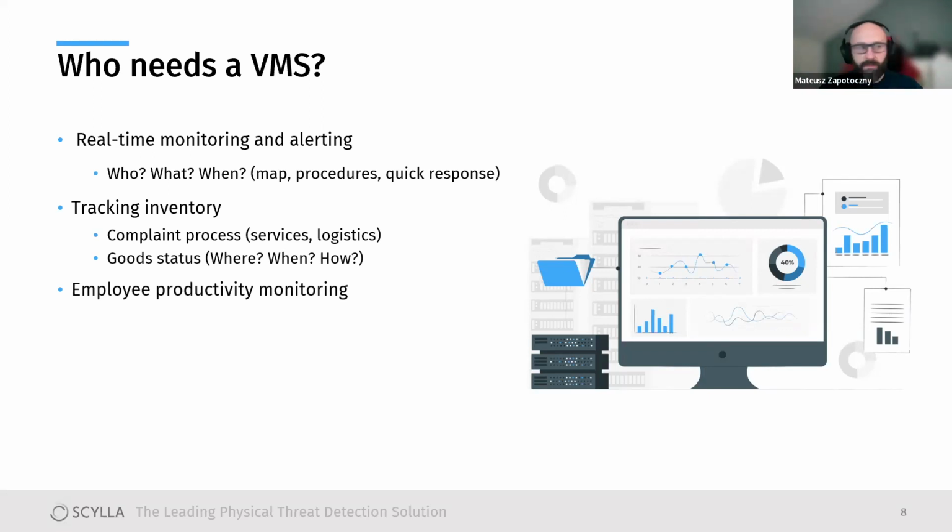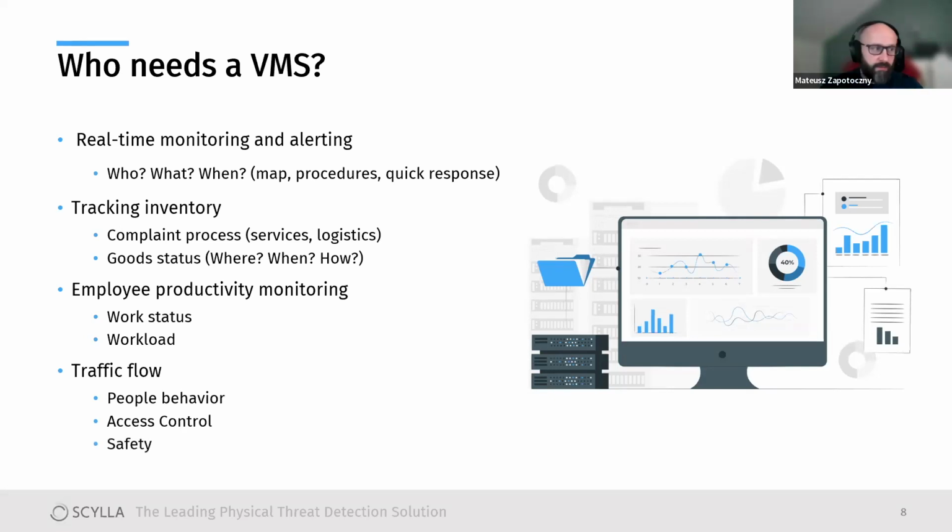You can check your employees, what they are doing in the warehouse, what is the workload of those employees. If this is like a big facility, I don't know, airport, factory, train station, it doesn't matter. You need to get the information about people behavior in this facility, what they are doing, control the access of those people in the specific areas, and also provide them the safety. So this is what the VMS should do. It's a more robust solution, not only displaying the cameras.